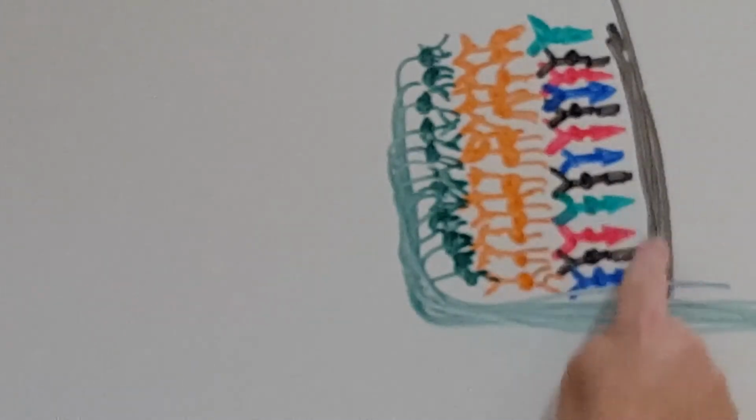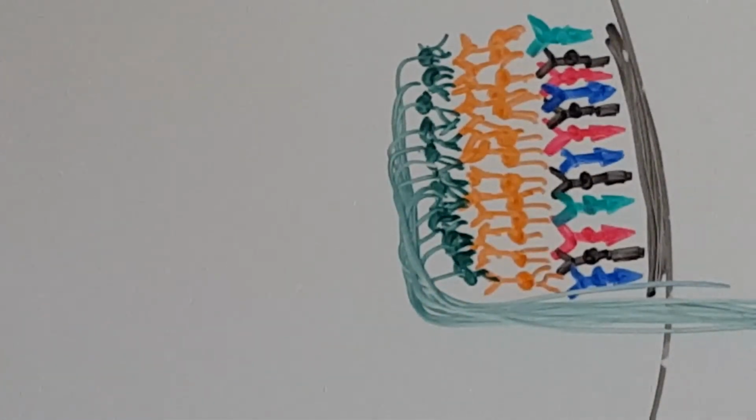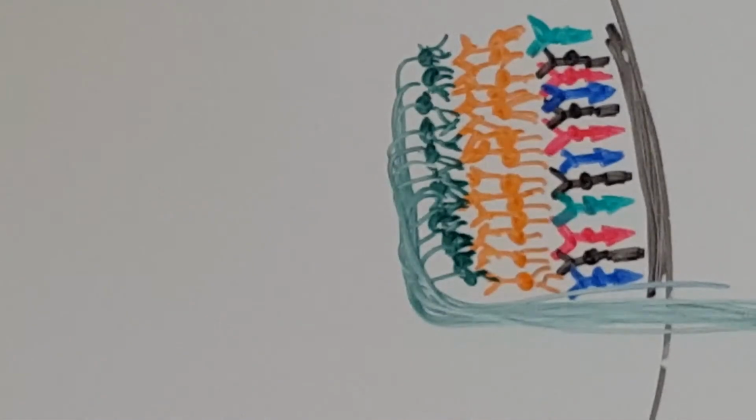So, very dark in the back, I have the pigmented layer, then the rods and the cones, the photoreceptors, the bipolar cells, and the ganglion cells for the histology of the retina.